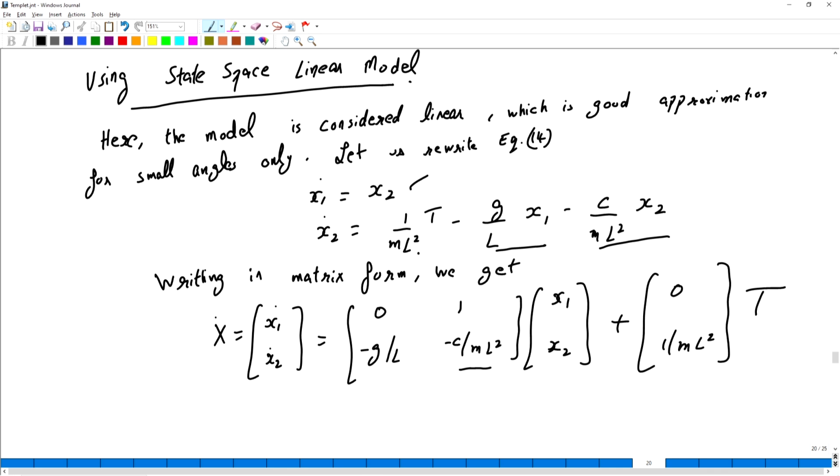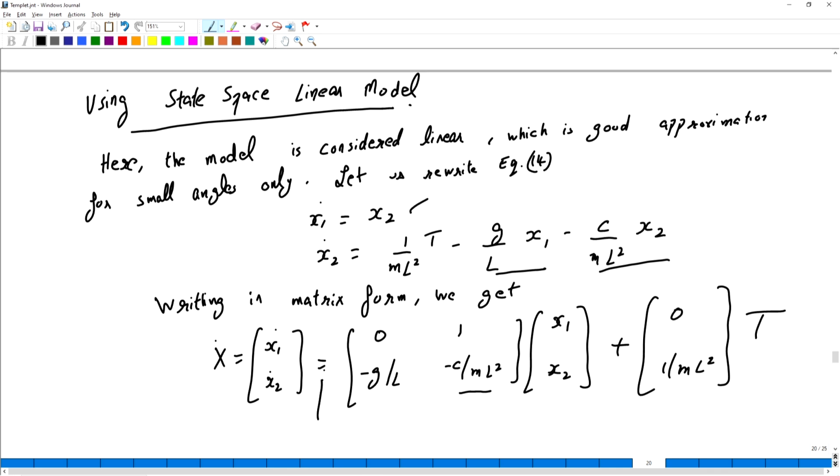So that is x dot, it is written as Ax plus Bu, or B into T, which is the control input, and y is 1 0 times x1 and x2. That output, I am assuming, is only the position. Cx plus Du, anyhow D is 0.